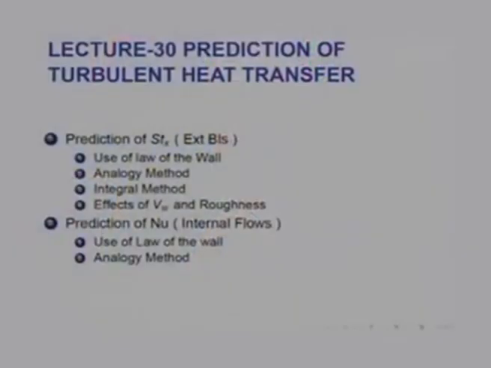So, I would first deal with external boundary layers in 4 different ways. One is use of the law of the wall for situations in which there is no suction or blowing. I would also use analogy methods. Then I will show you how to apply integral method, that is the solution of the integral energy equation, to take care of effects of pressure gradients, wall temperature variations. And then finally, we will extend the method to take care of the effects of roughness and suction and blowing.